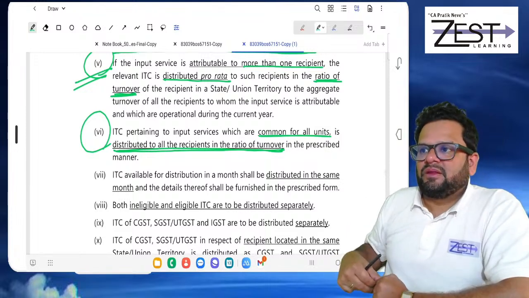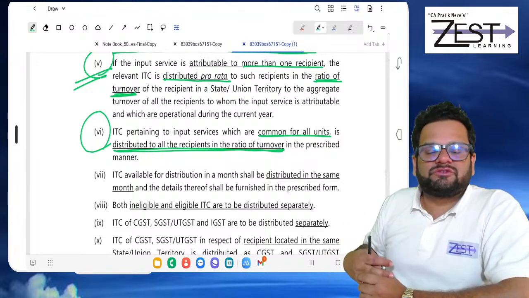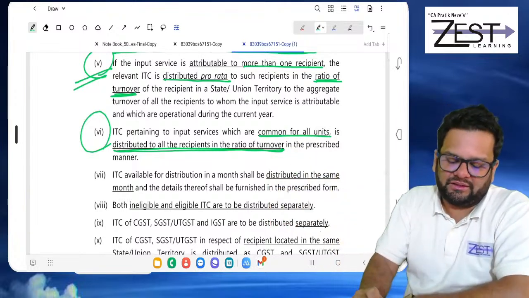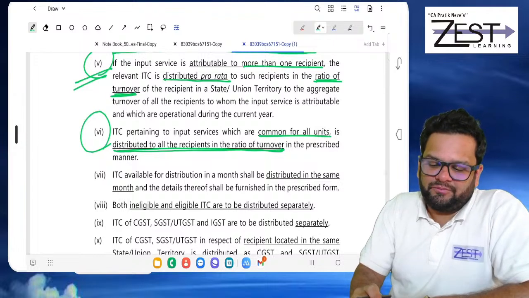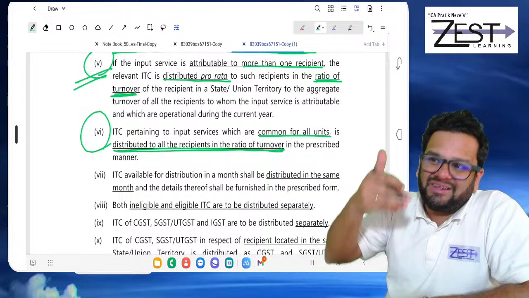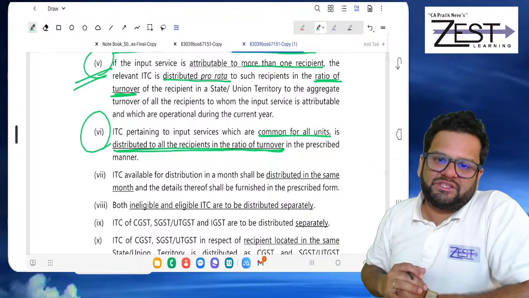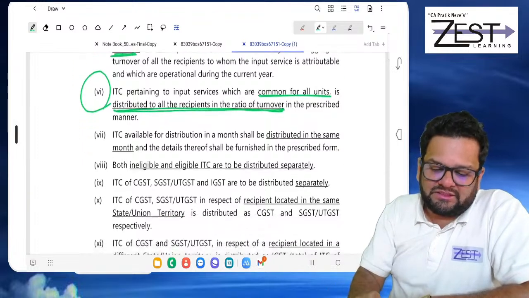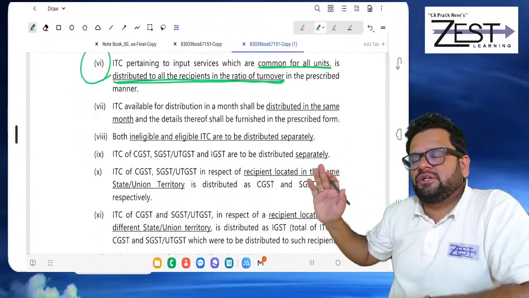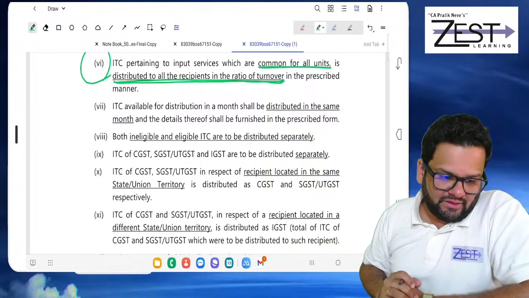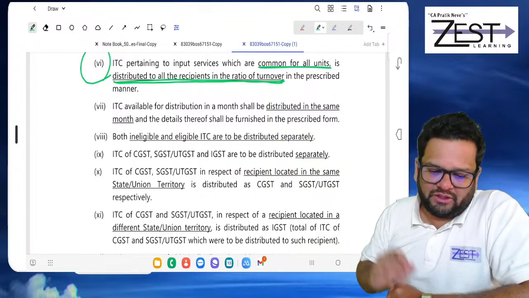Yes. But in one of the cases you distributed amongst all the units. Getting it? So the fifth point was distributing between not all units but a few units which are existing and which have availed that particular service. And the sixth point is distributing the ITC amongst all the units. So please let me know if you have understood the difference.